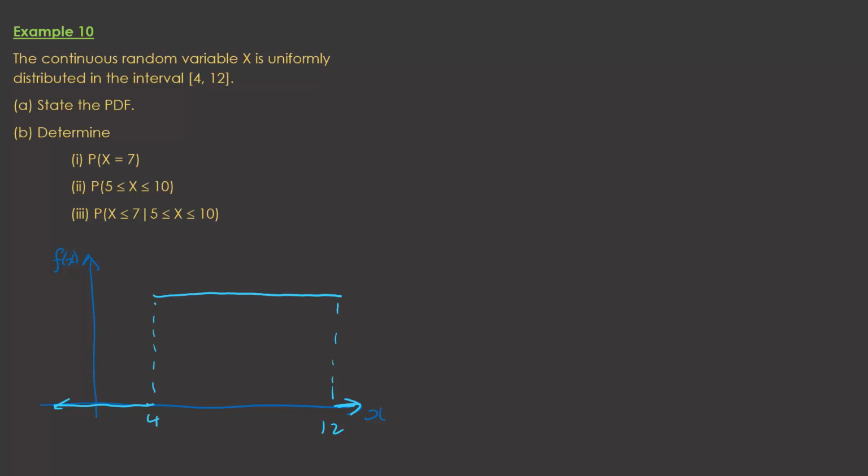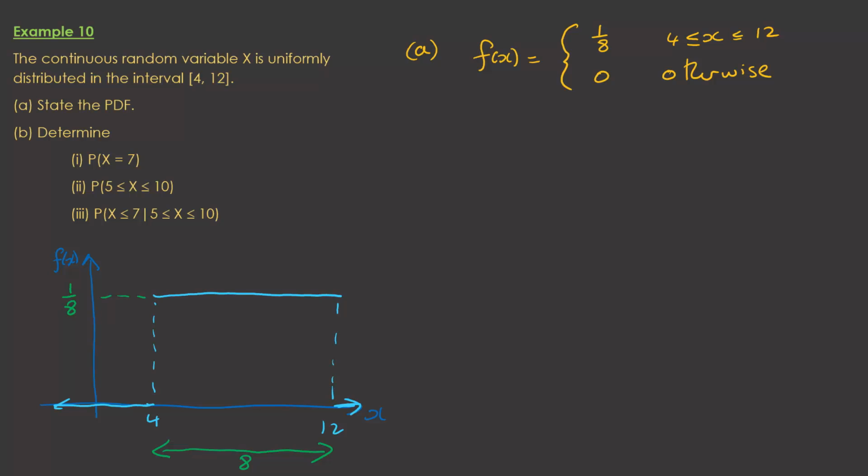And of course, we can see that the width here is 8, and that means that this must be 1/8. So we can now state the PDF. We can say, well, f of x is going to be 1/8, and that will apply if x is between 4 and 12, and it will be 0 everywhere else.